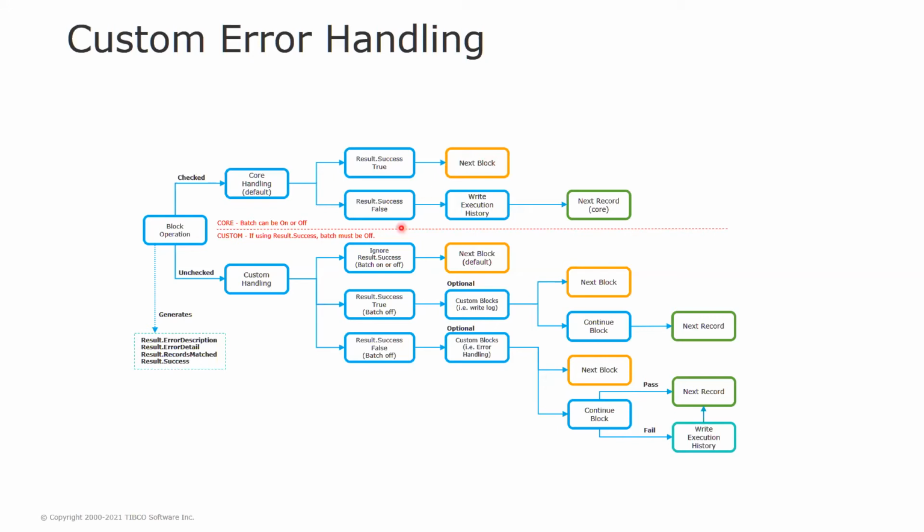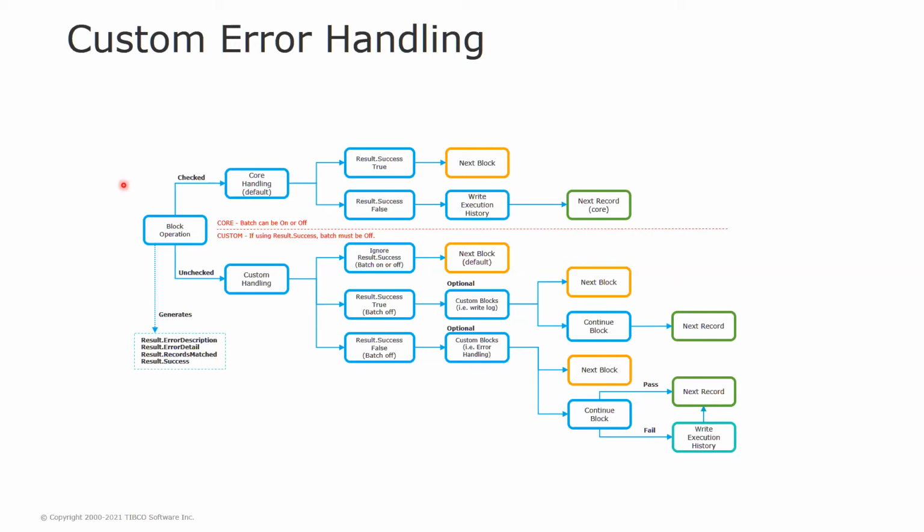If it was not successful, it writes that out to the execution history. It writes out the source data as well as the descriptions, and the source data can be used to reprocess. It writes out the error descriptions in detail to the execution history, and then it advances to the next record. And this is all part of the core functionality of how it works.